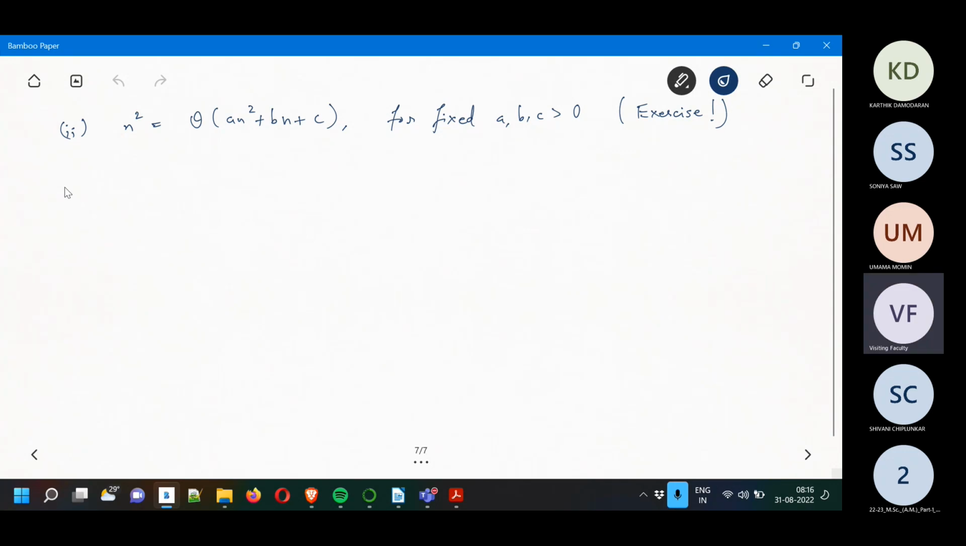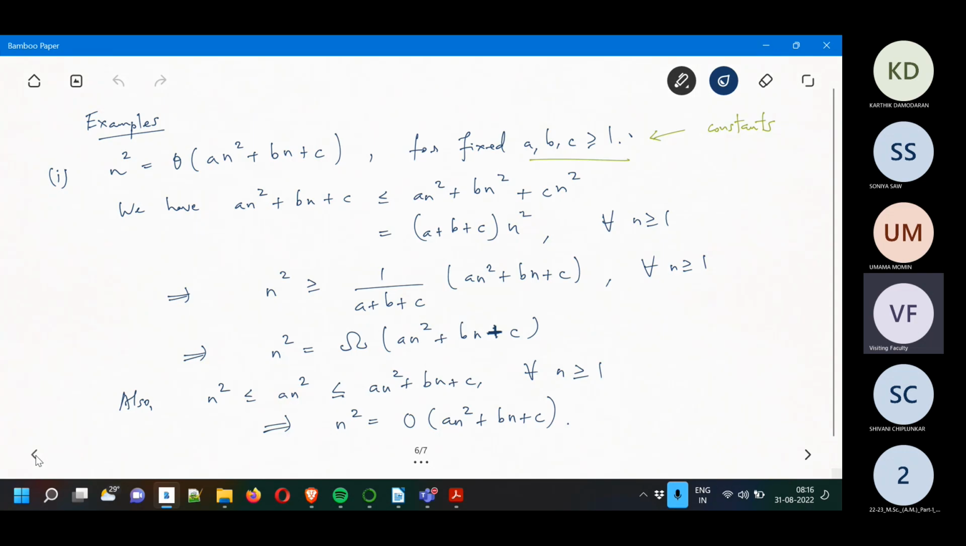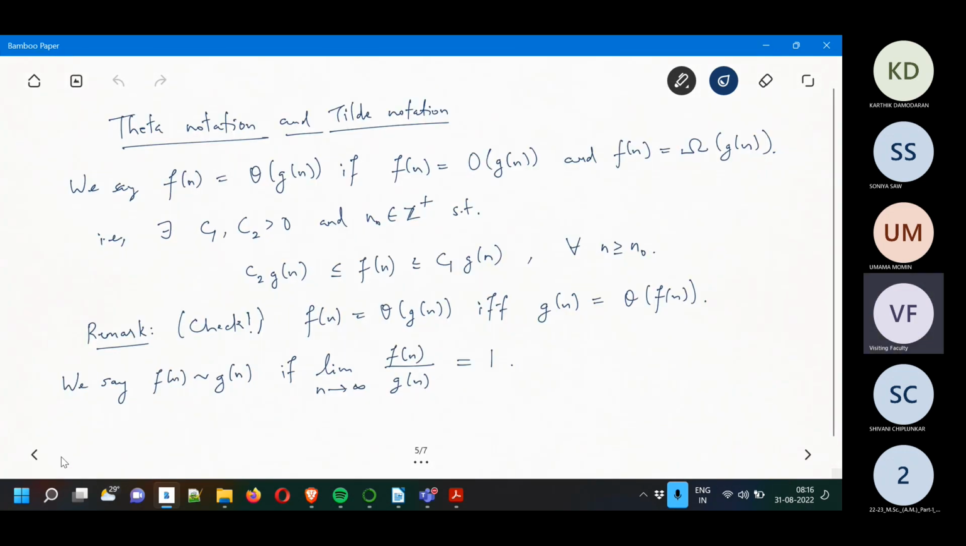Now let's also do something. Let me show you that n square is in fact tilde an square plus bn plus c if and only if a is equal to 1, not otherwise. Okay. So what are we supposed to look at? We are supposed to look at the limit of n square by this, but we can also look at the limit of the other one. So going to previous slide, this limit is supposed to be equal to 1, right? So the reciprocal limit will also be equal to 1.